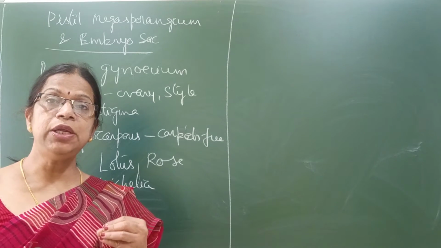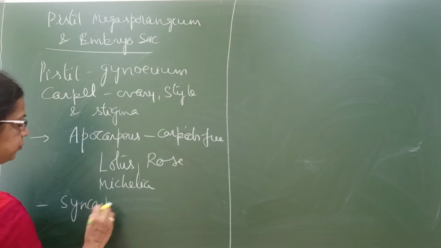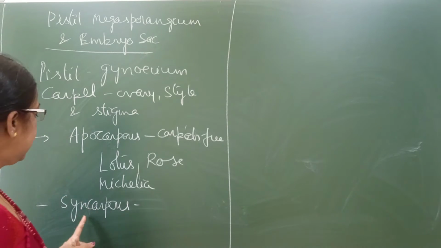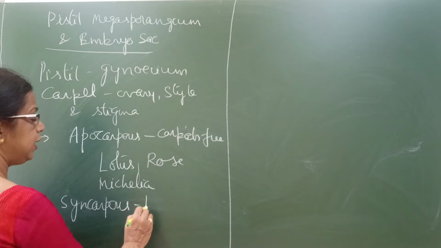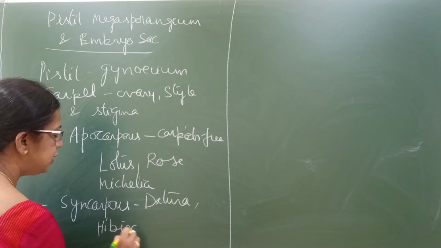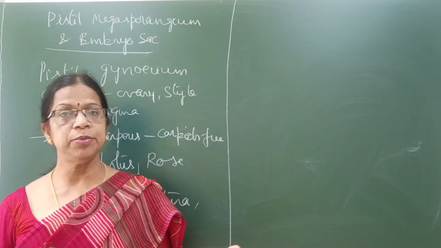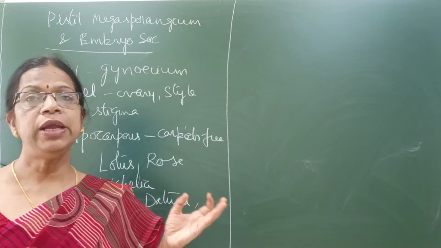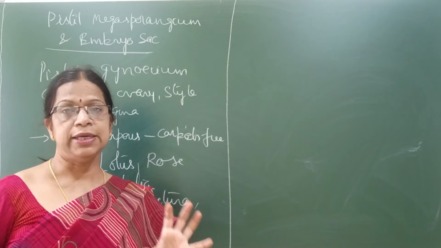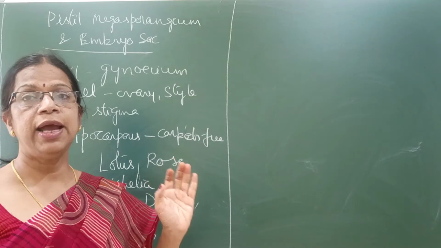All carpels can be completely fused also. That condition is called the syncarpous condition. The syncarpous condition is the most common type. We find it in Datura, in hibiscus, or generally in families like Solanaceae or Liliaceae, where the carpels are all fused. Now, each carpel, I told you, has ovary, style and stigma.